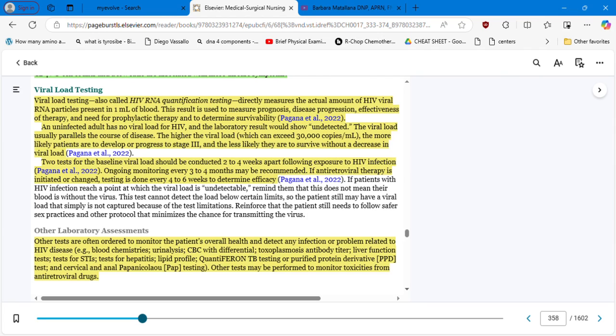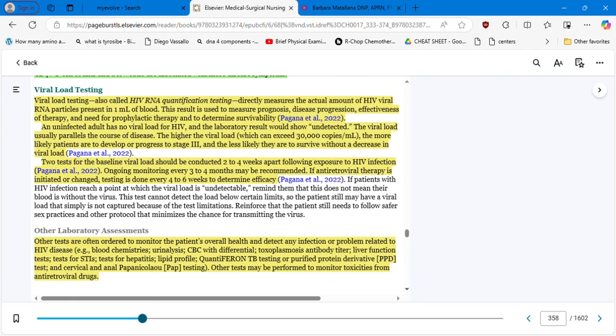Two tests for the baseline viral load should be conducted 2 to 4 weeks apart following exposure to HIV infection. Ongoing monitoring every 3 to 4 months may be recommended. The most important thing is that with HIV you need to continue testing based on your results, right? The doctor will recommend when to come back.